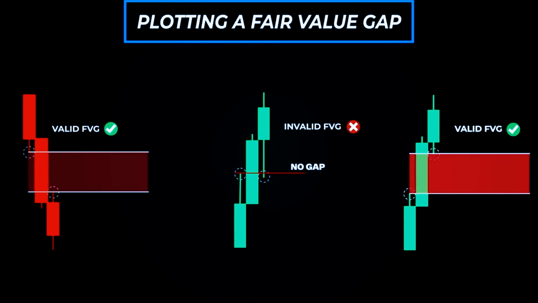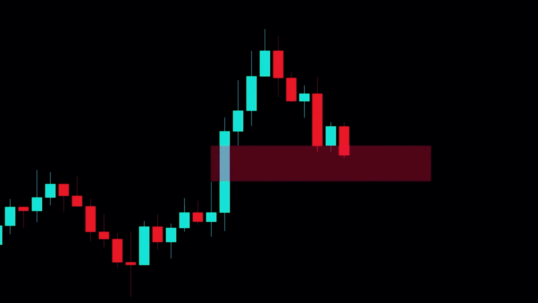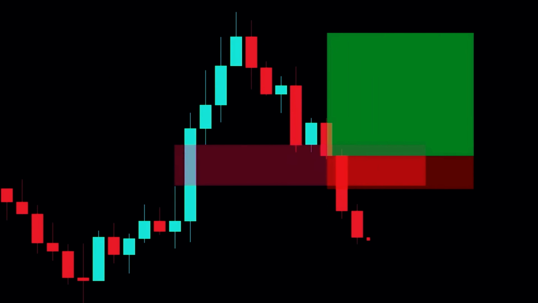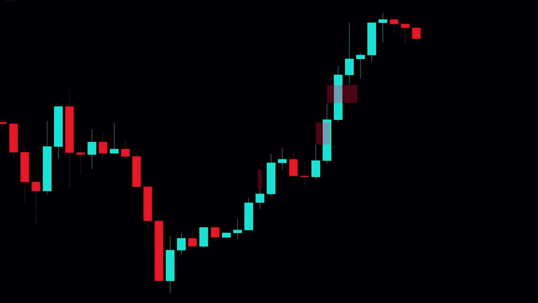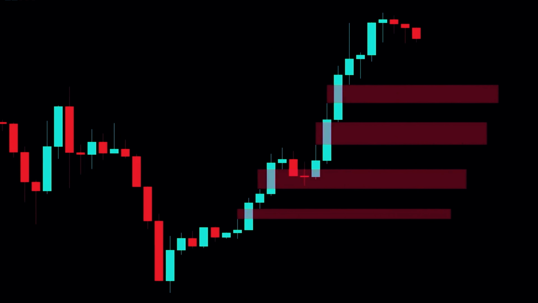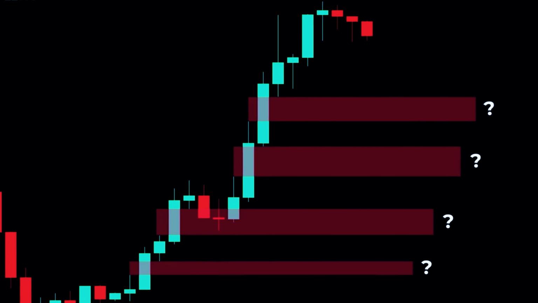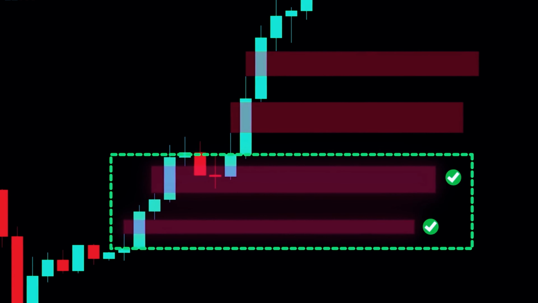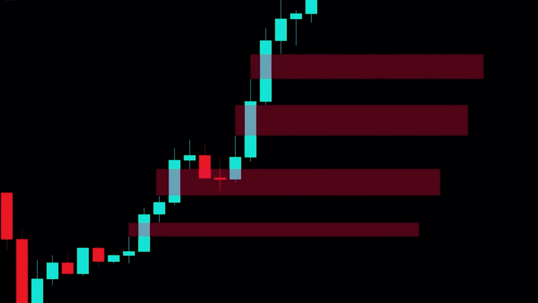The fair value gap, one of the most powerful concepts in trading. But the problem is, many traders actually use it incorrectly, causing them to lose money from it. The most confusing part about trading the fair value gap is figuring out which ones are most likely to work. But here's the truth. Not all fair value gaps are equal. Some have a much higher chance of being profitable than others.